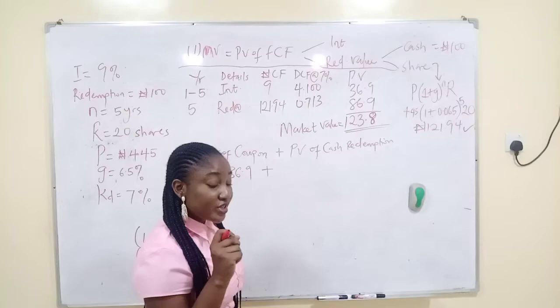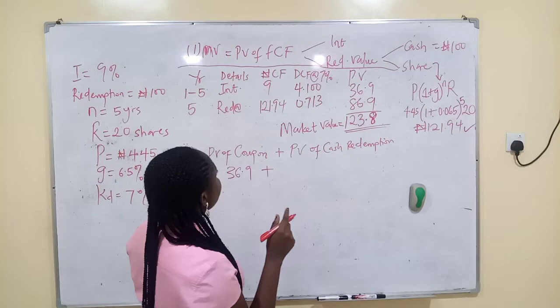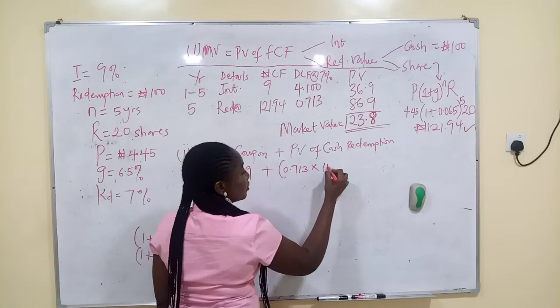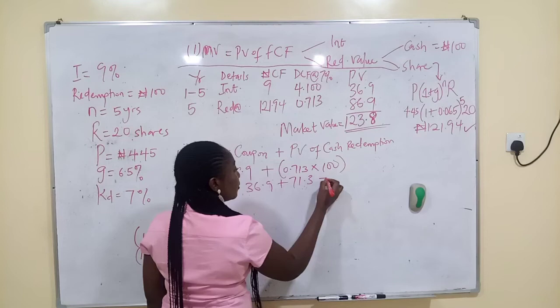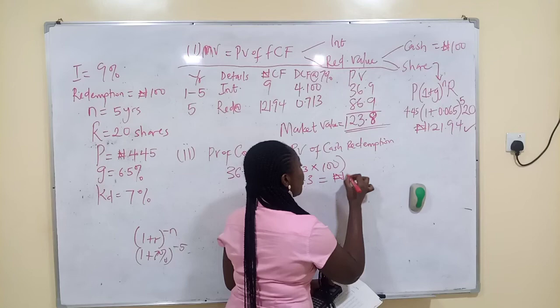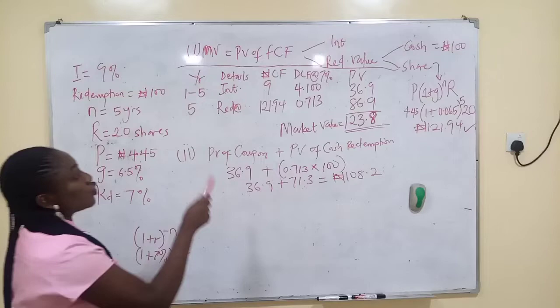But what is the present value? In 5 years time, you know the discount factor is 0.713 times 100 naira. So that would give us 36.9 plus 71.3, and that will give us 108.2 naira. If there was no conversion option, this is the floor value. This is what the debt owner would have gotten normally.